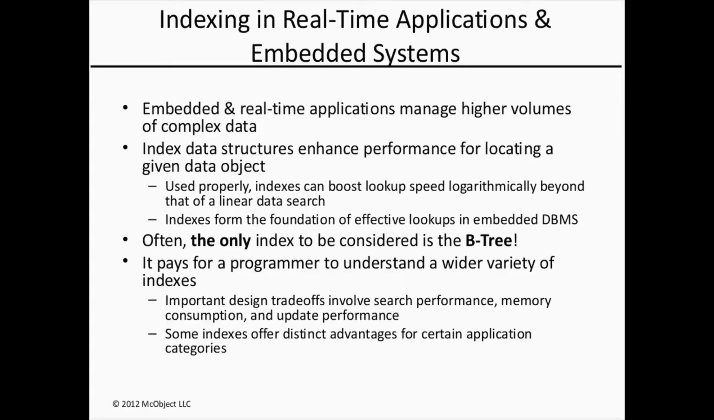As systems manage higher volumes of complex data, developers increasingly turn to index data structures to enhance performance in locating a given data object. Used properly, indexes can boost speed logarithmically beyond that of a linear data search. However, when indexing is contemplated, the first and often the only index to be considered is likely to be the B tree, as Chris just mentioned.